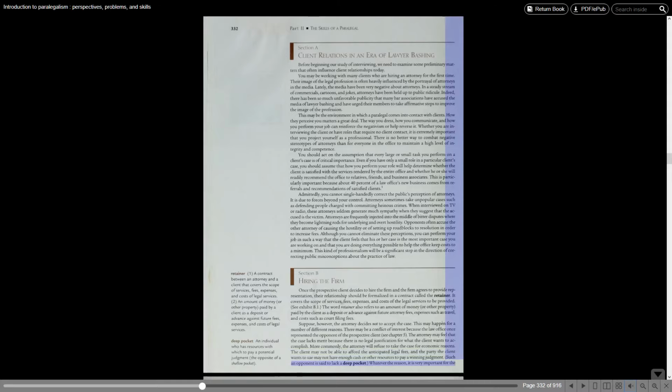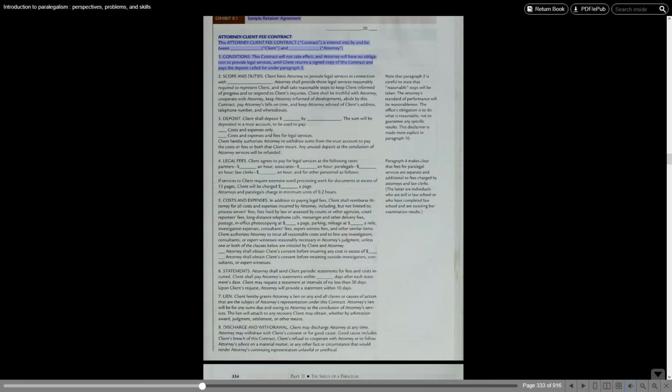Whatever the reason, it is very important to notify the prospective client in writing. Sample retainer agreement. Attorney-client fee contract. This attorney-client fee contract is entered into by and between client and attorney. 1. Conditions. This contract will not take effect, and attorney will have no obligation to provide legal services until client returns a signed copy of this contract and pays the deposit called for under paragraph 3.